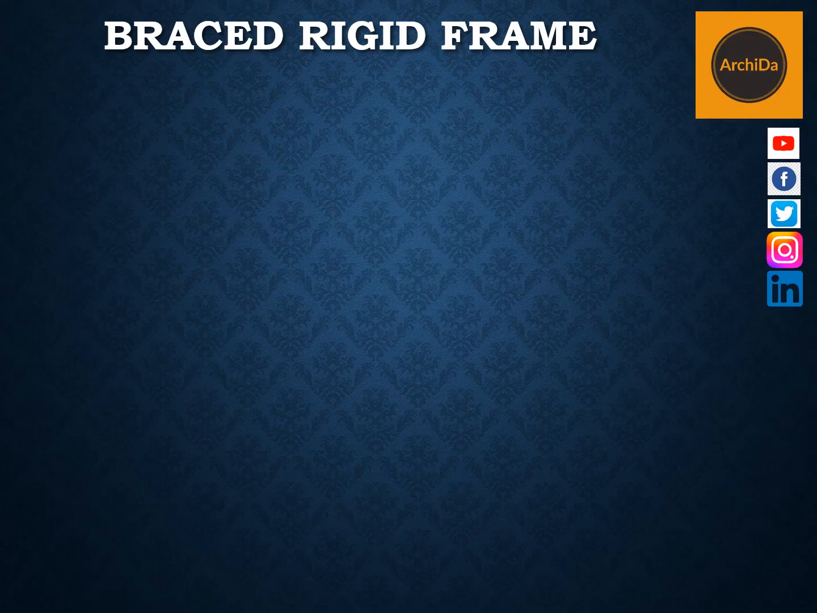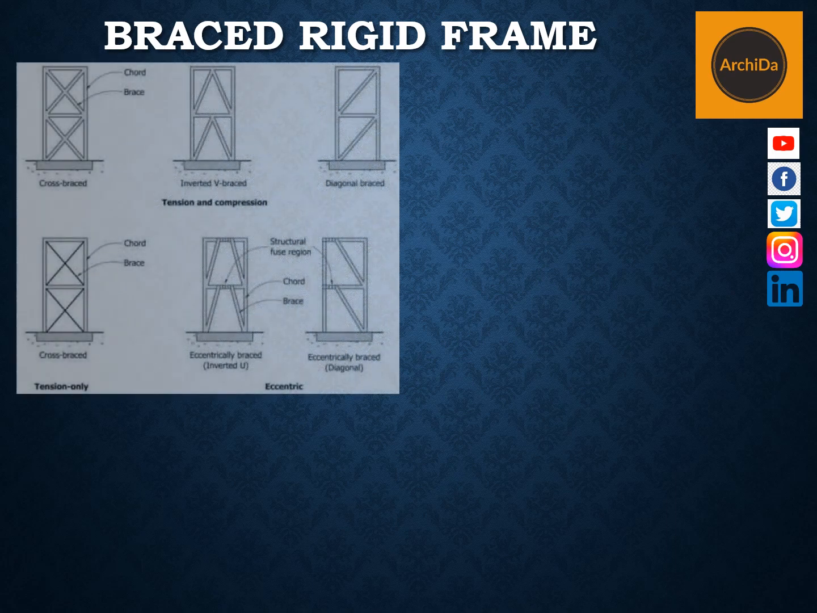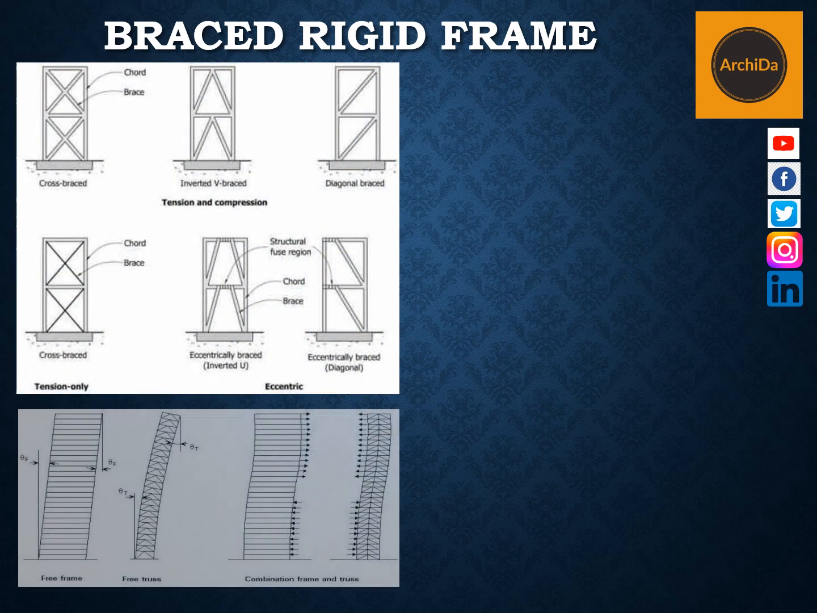The next type is the braced rigid frame. It is also known as a shear truss and frame system. Shear trusses in the vertical direction are combined with a perimeter shear frame. It is applicable to 10 to 40 stories. In some cases, braces are applied in both directions.